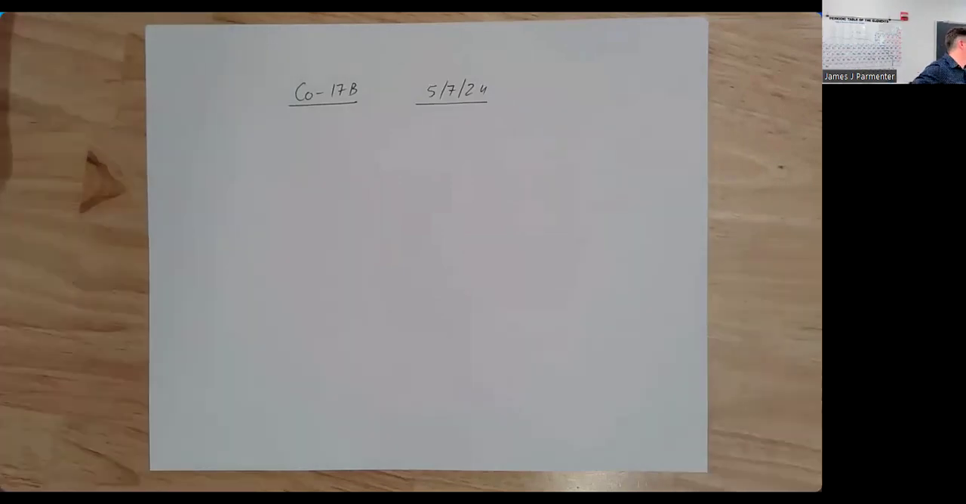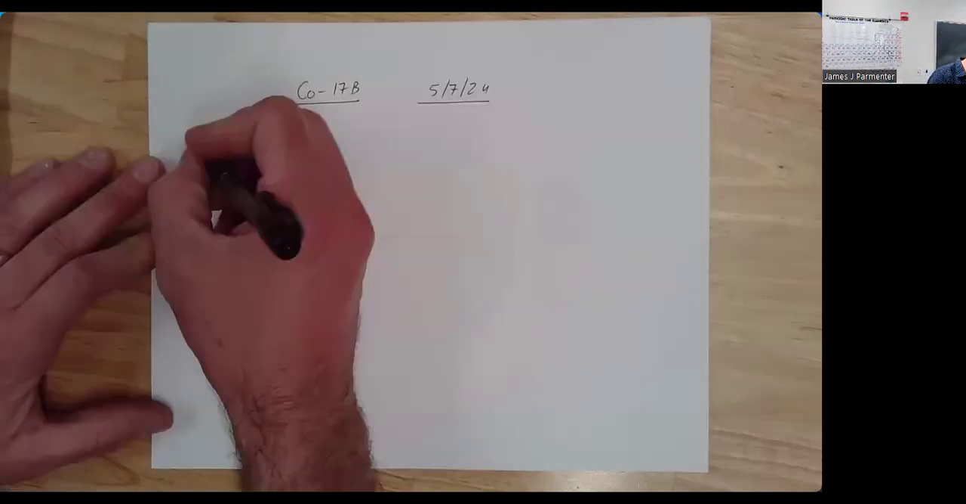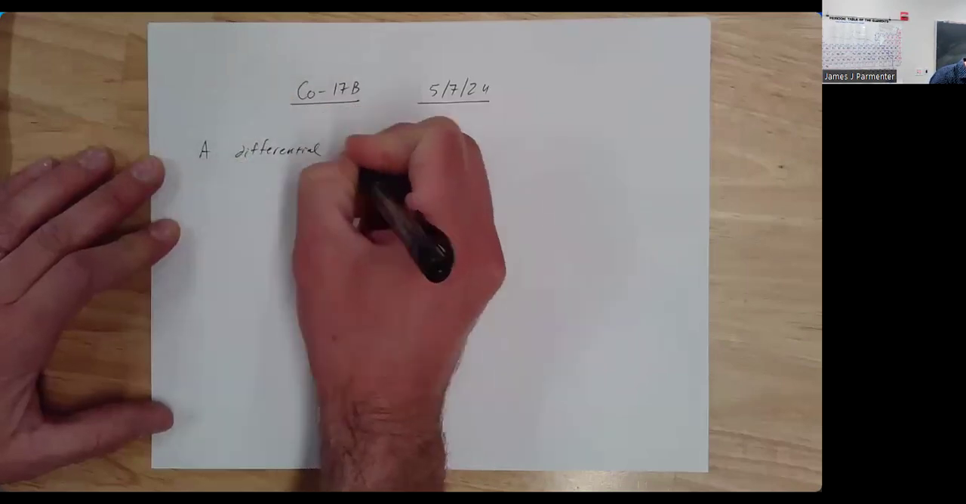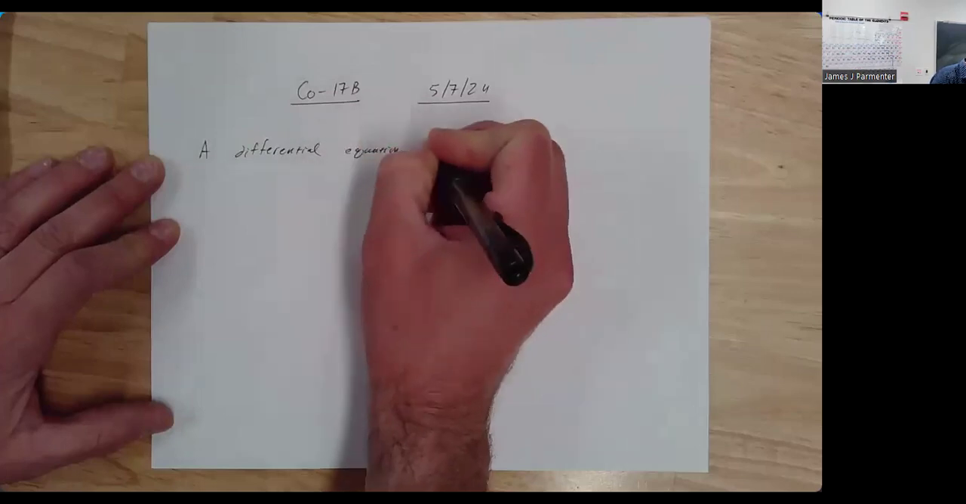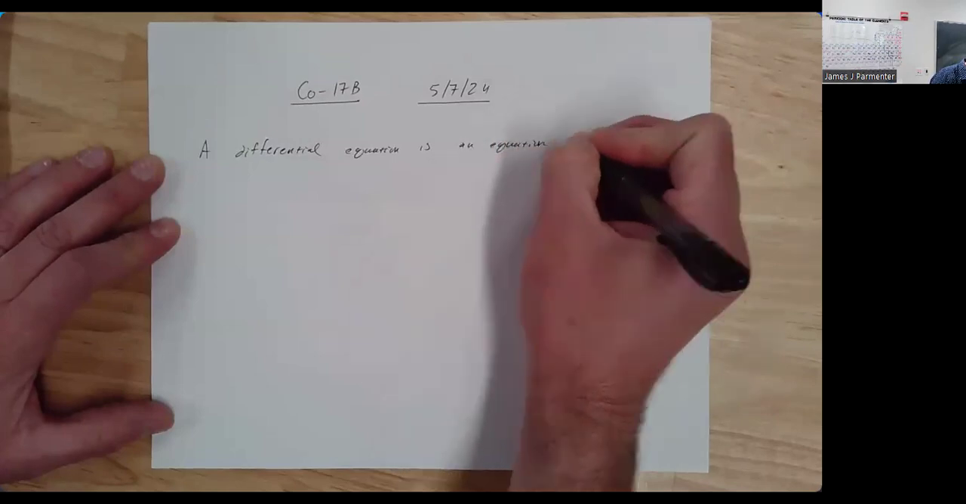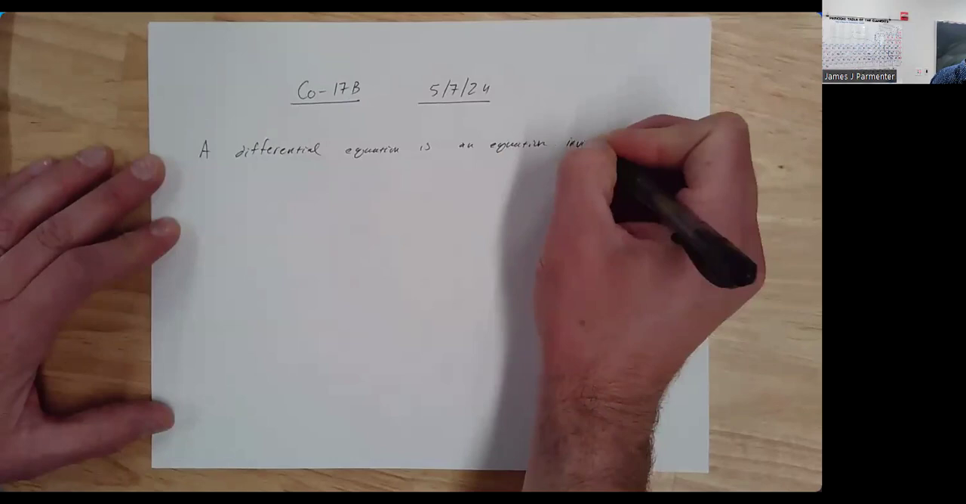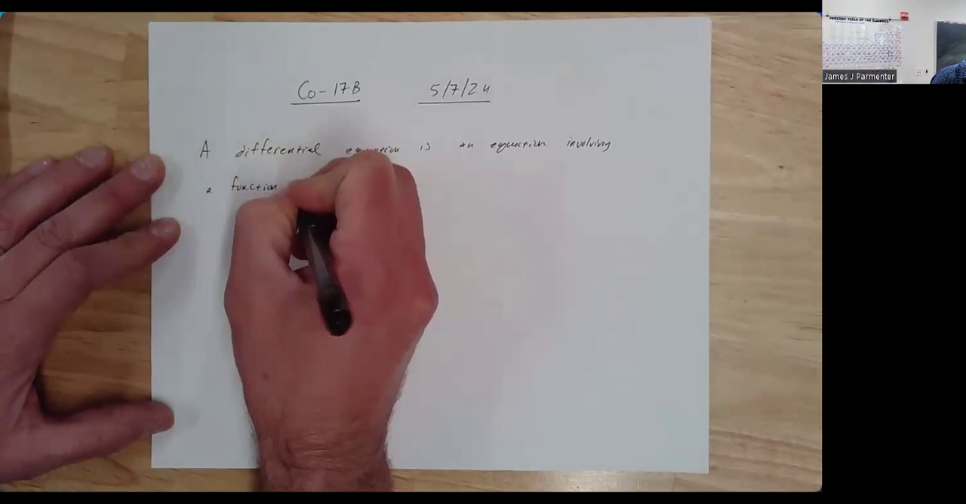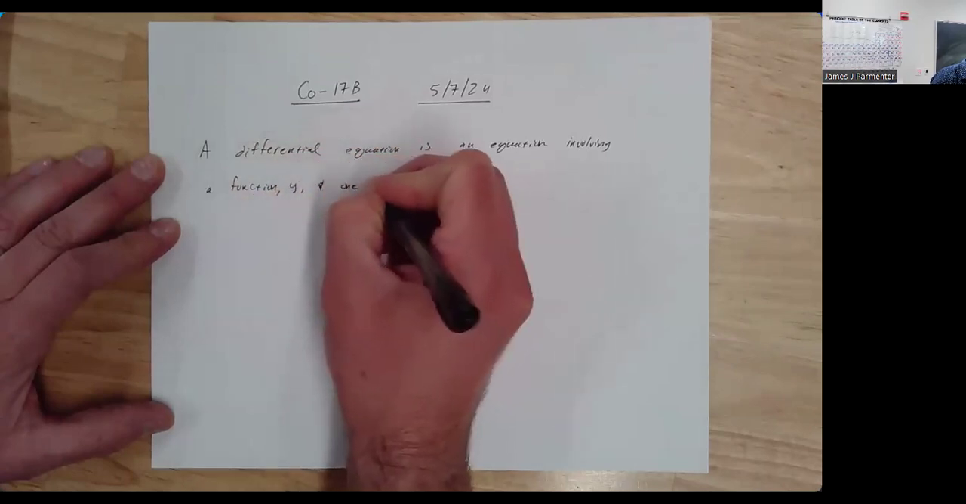So what is a differential equation? It's an equation that has a function and one or more of its derivatives. You actually don't even have to have the function itself, but you have to have at least one of its derivatives. So a differential equation is an equation typically involving a function, we often call it y, and one or more of its derivatives.